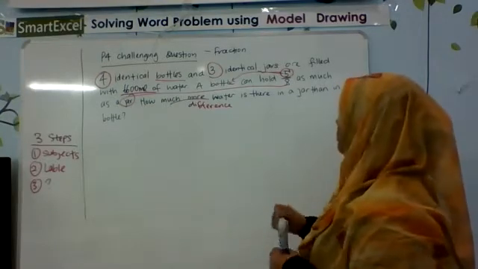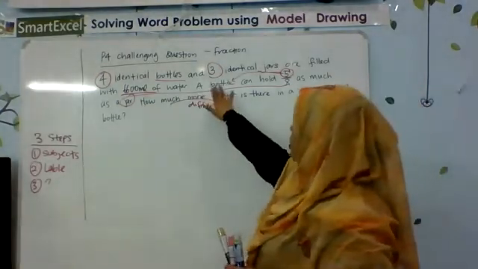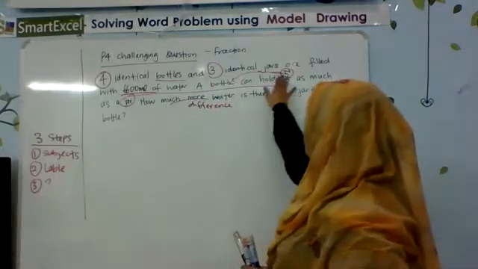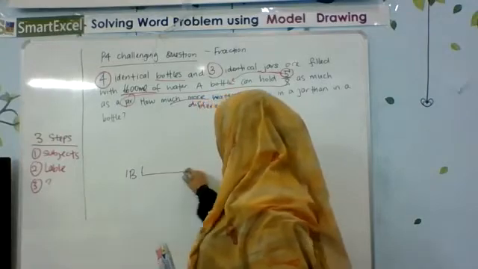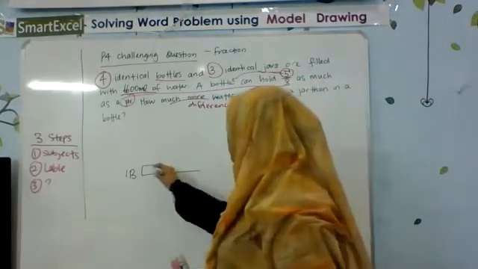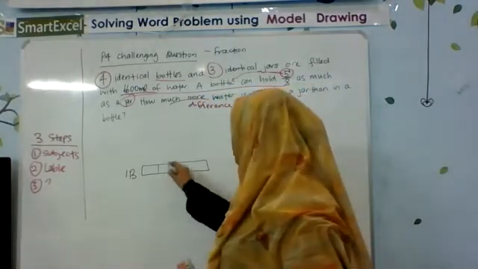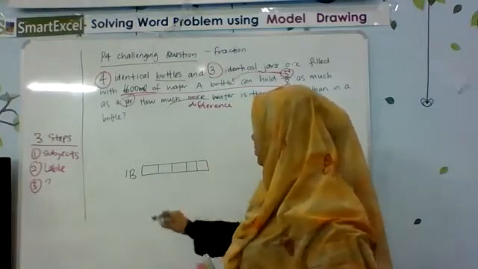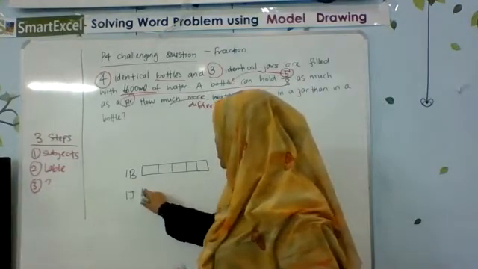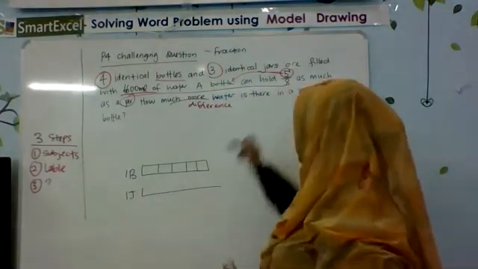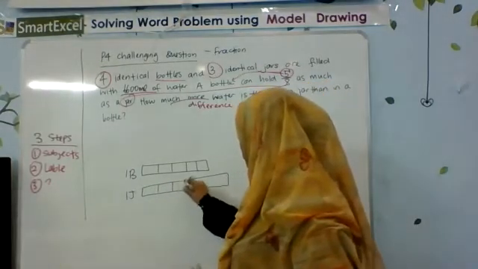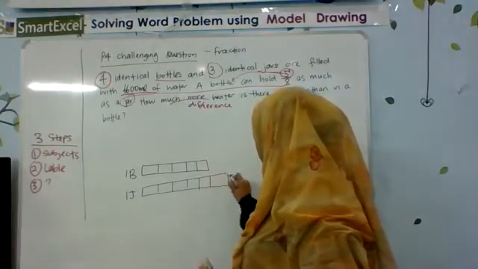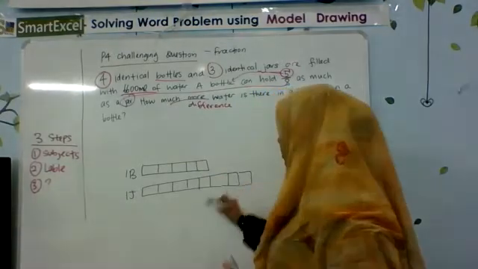From your one bottle to one jar is 5/8. Meaning your one bottle here is 5 units: 1, 2, 3, 4, 5. And your one jar is 8 units: 1, 2, 3, 4, 5, 6, 7, 8.